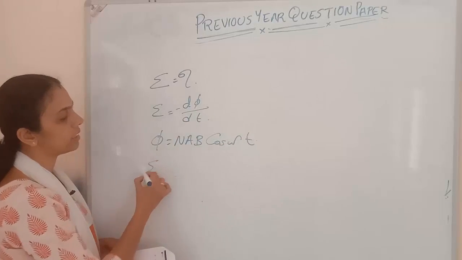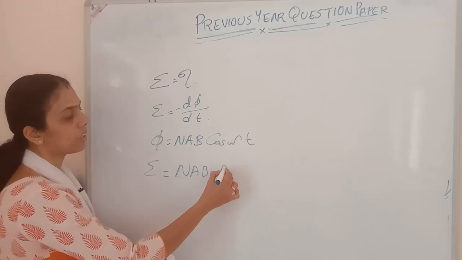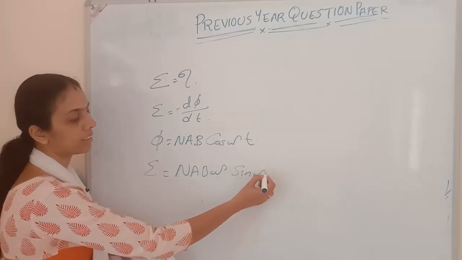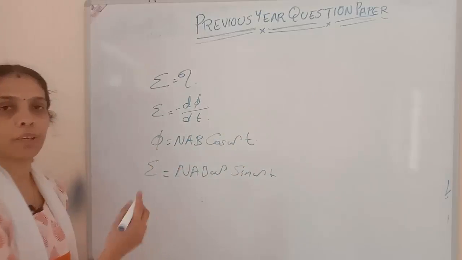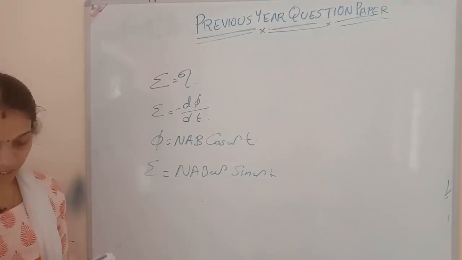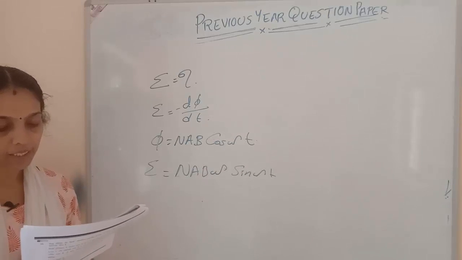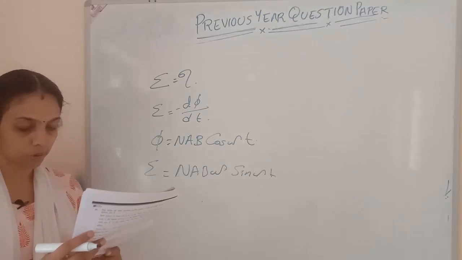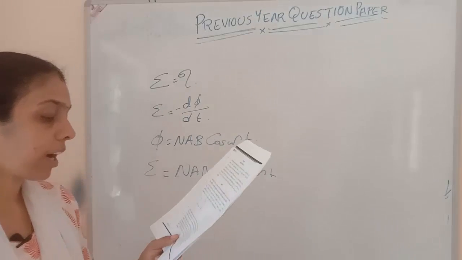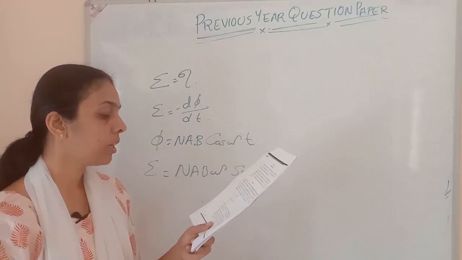Okay, so the EMF is equal to minus NAB omega into minus sin omega t. Like that, from the derivative of cos theta we will get minus sin theta. So it will be NAB omega sin omega t. This is the expression.